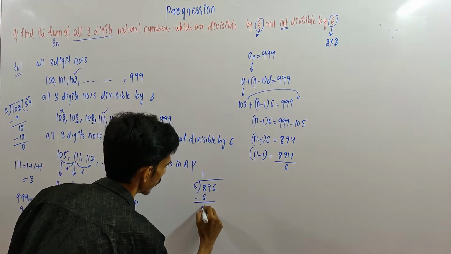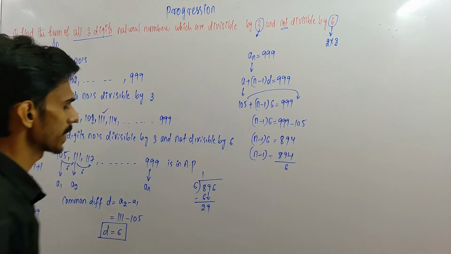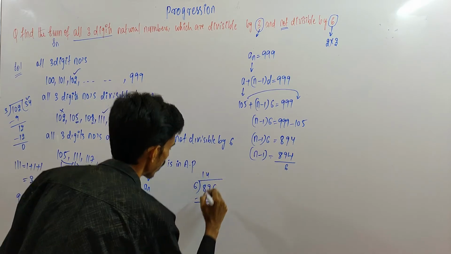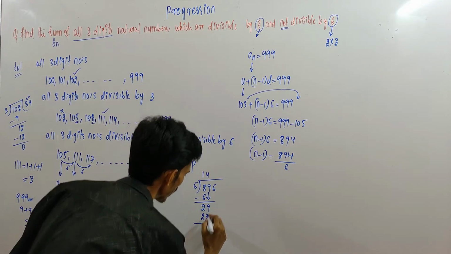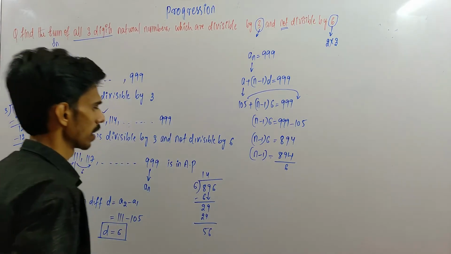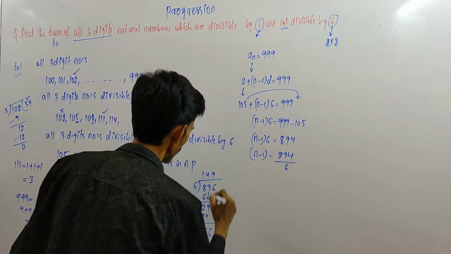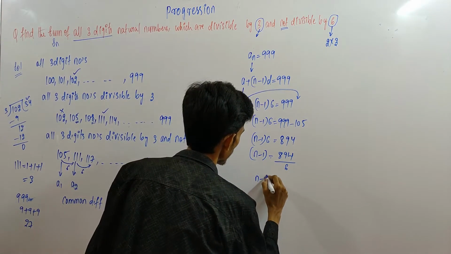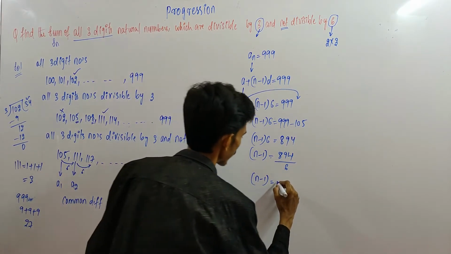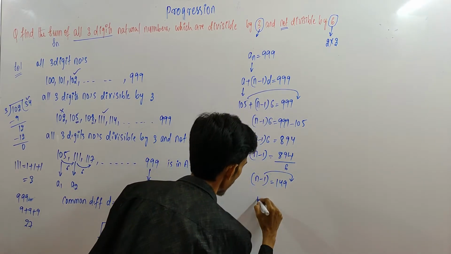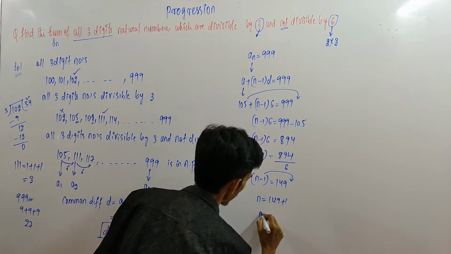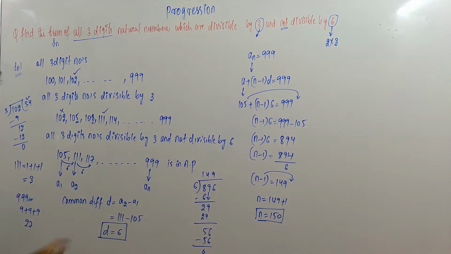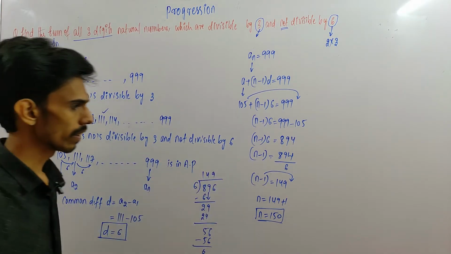6 ones are 6. We have to drop this 9 here. 6 fours are 24. We have 5 here. Now drop 6 here. 6 nines are 54. So we have N minus 1 is equal to 149. Now send this one here. We have N is equal to 149 plus 1, that is 150. So we have 150 such numbers that are divisible by 3, not divisible by 6.